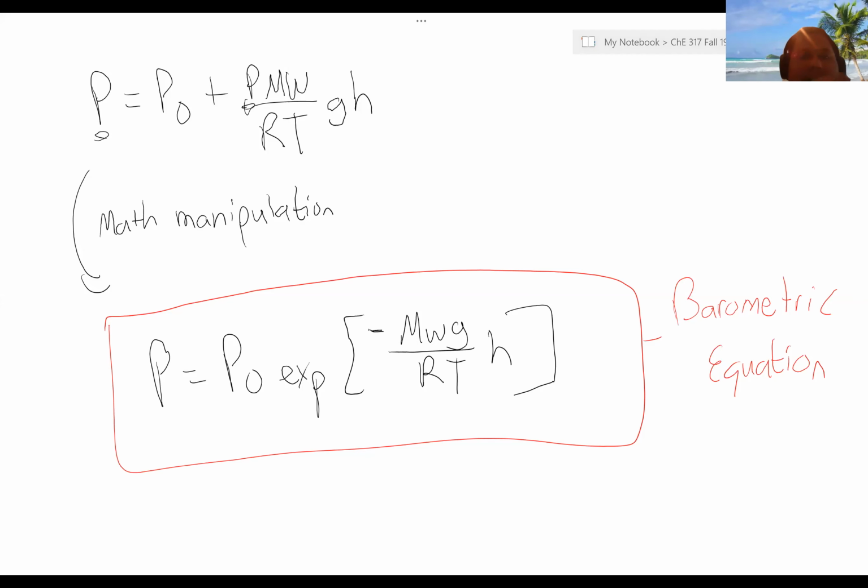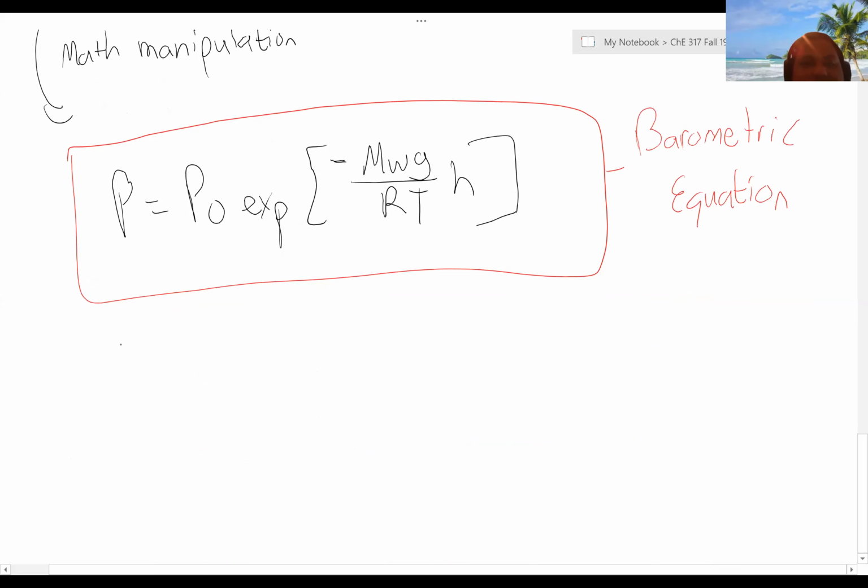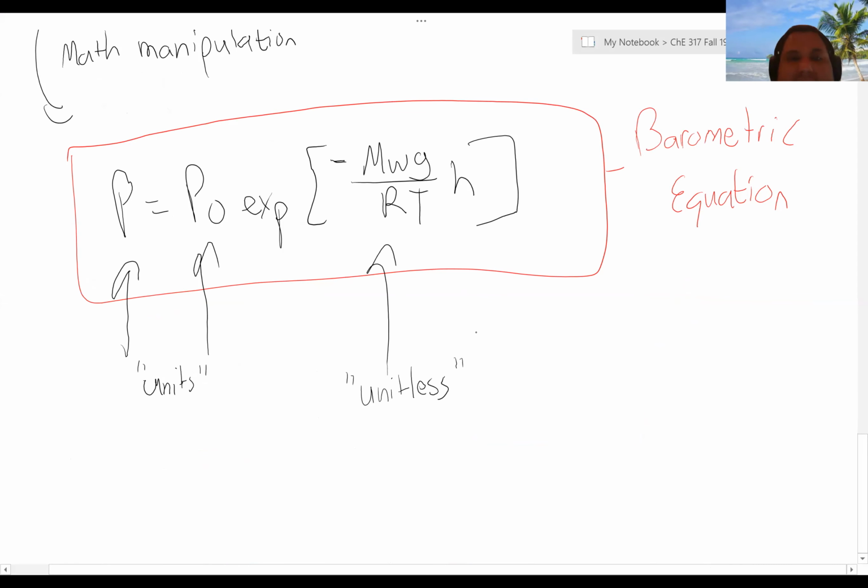And one thing I do want to note is a couple things. You'll notice that we have pressure and a reference pressure here. These are the same units, which means everything exponential should be unitless. So when you're doing your calculations, ensure everything that you have within that exponential needs to be unitless.